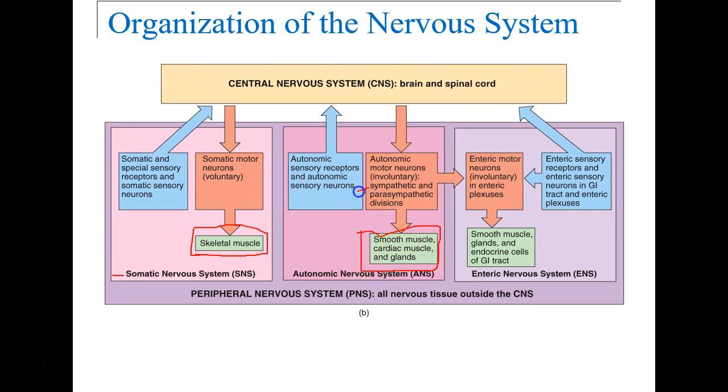We see the sympathetic and parasympathetic divisions as well in the autonomic nervous system. This is your fight or flight with sympathetic, or rest and digest with parasympathetic. In the GI tract, we will see the enteric nervous system. This is going to be controlling smooth muscle contractions, gland secretions, and endocrine cells within the GI tract.